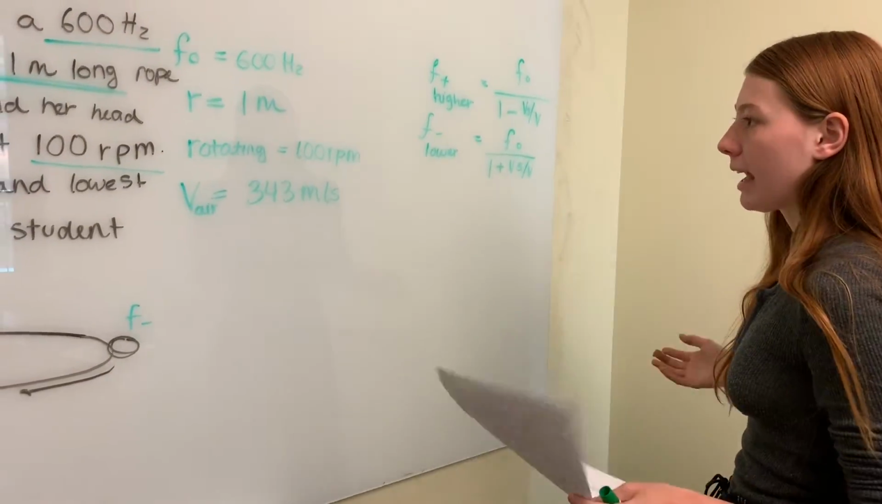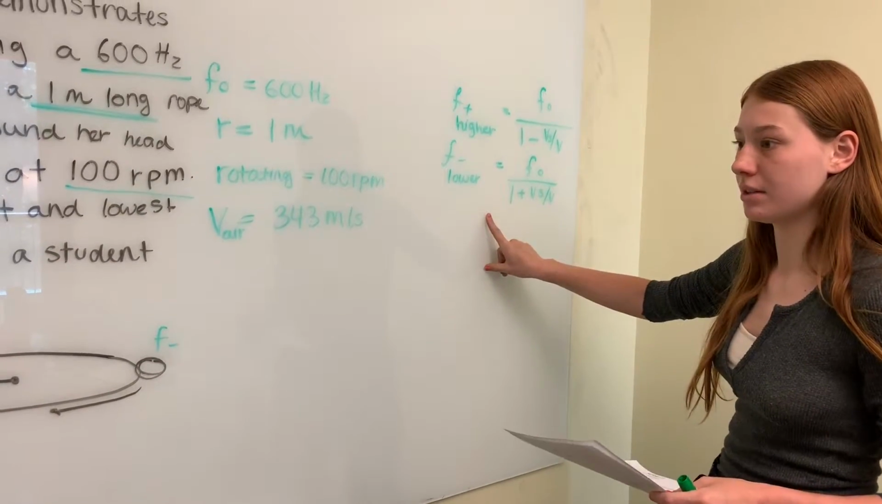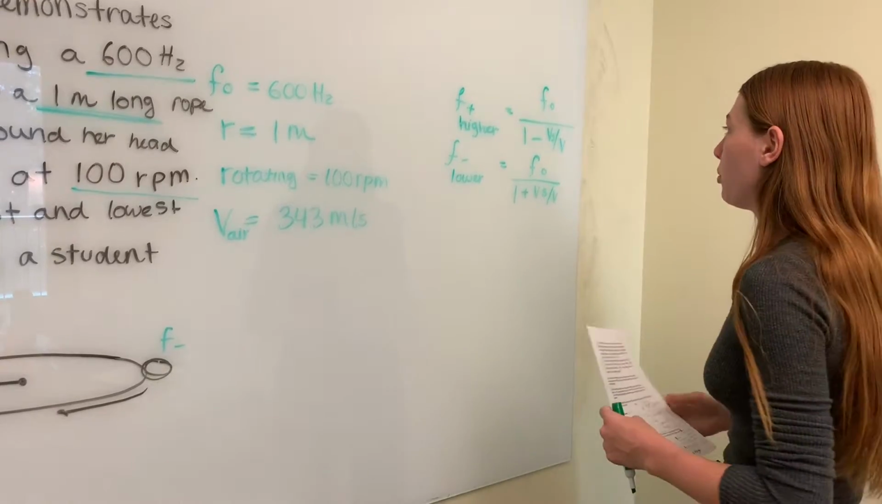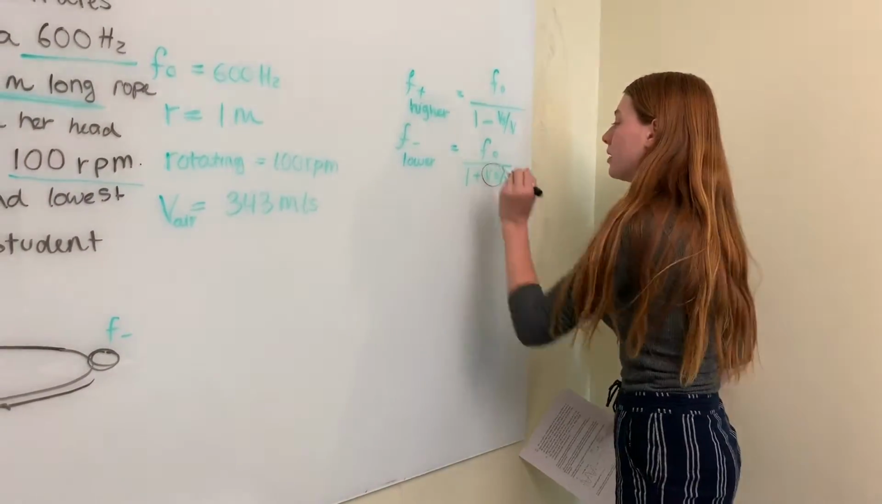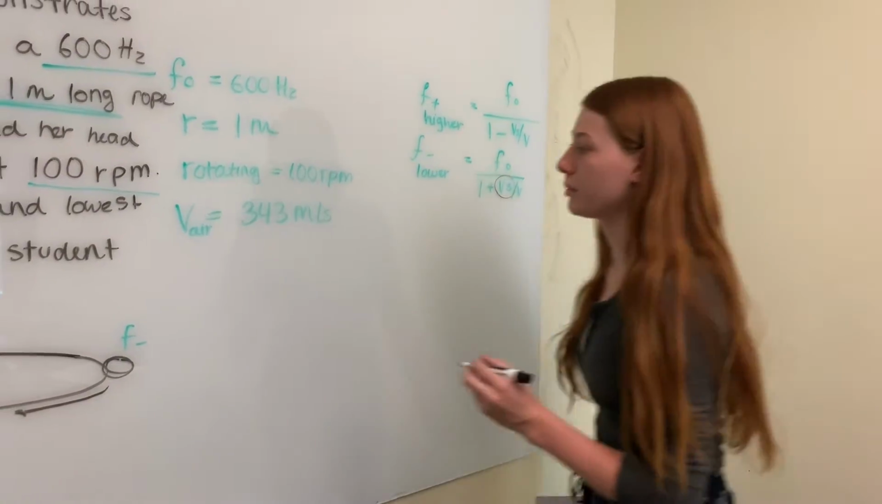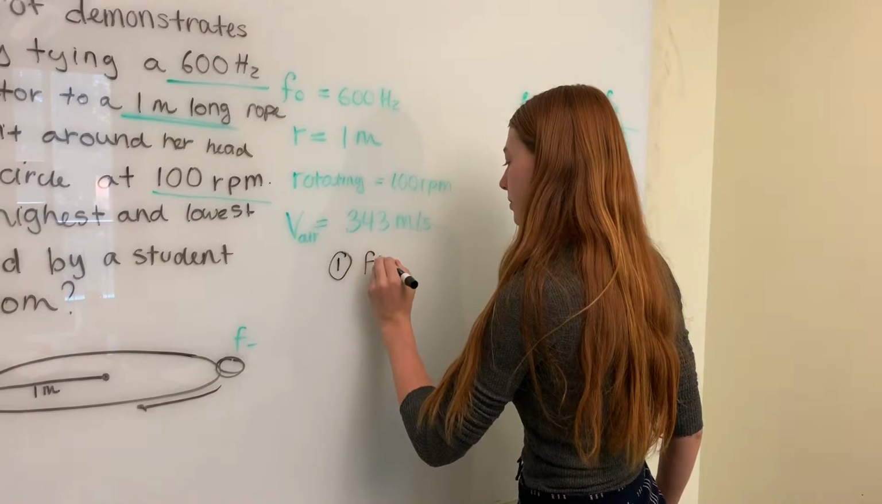So if we had everything, we could just plug it into these equations and we'd find our lowest and our highest frequencies, and that'd be great. But it looks like we're missing one thing, and that is our V source. We don't know V source. So we have to start by finding the V of the source.